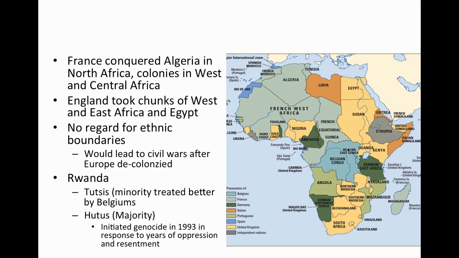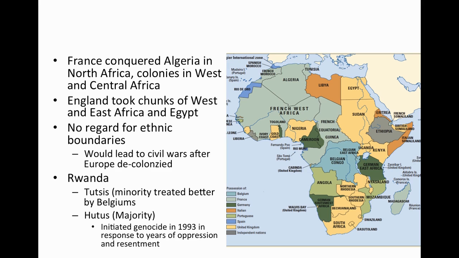One problem when they started to divide up Africa: they didn't have any regard for ethnic boundaries, and that was a problem. You were combining different groups of people into one region, and maybe there wasn't a problem when England was in charge, but when England left, these different ethnic groups were free to do whatever they wanted, and that would lead to a lot of civil war.